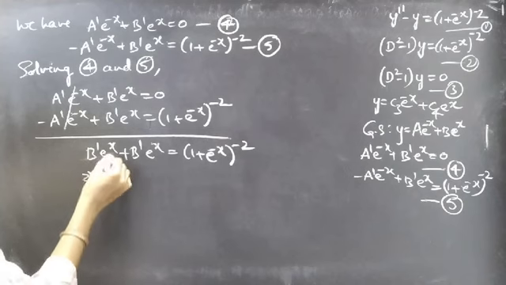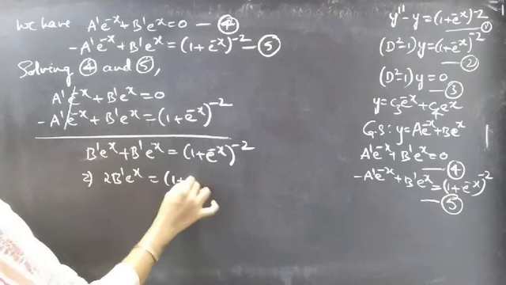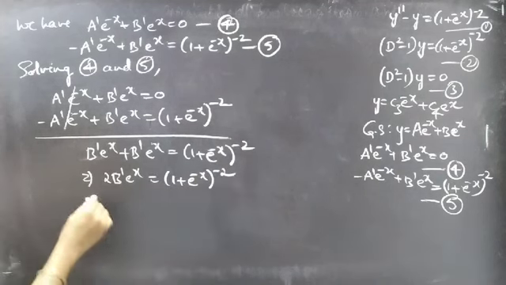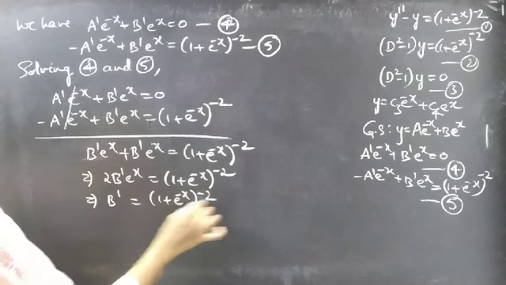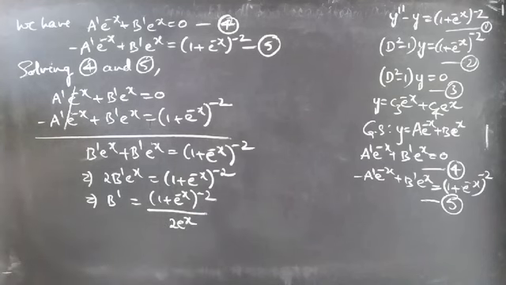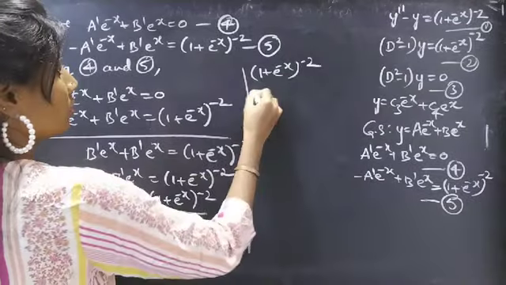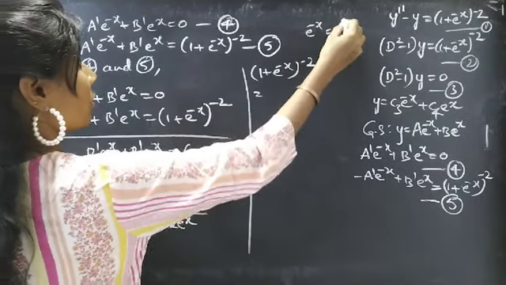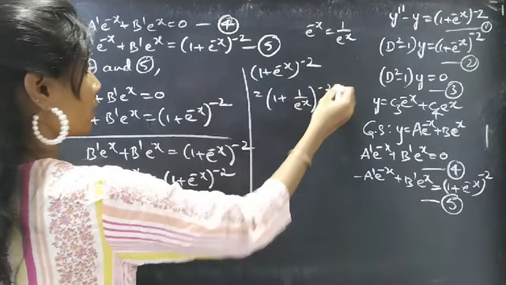This gives us b' e^x plus b' e^x is 2 b' e^x equals (1 + e^(-x))^(-2). From this we'll get b' equals (1 + e^(-x))^(-2) by 2 e^x. Just consider (1 + e^(-x))^(-2), okay? We can write e^(-x) as the reciprocal of e^x, and we'll get (1 + 1/e^x)^(-2).